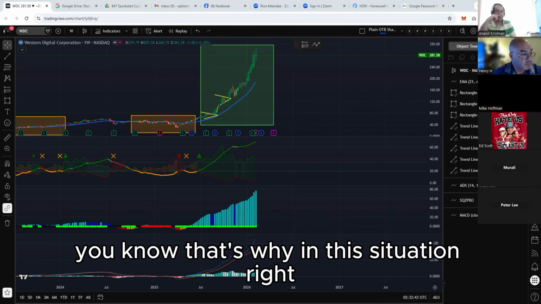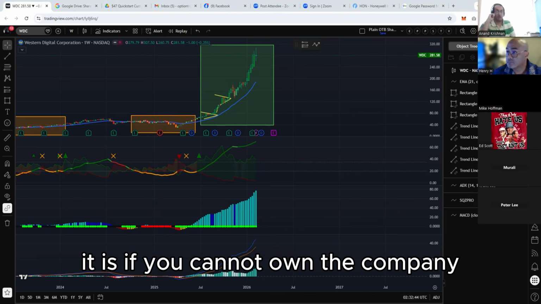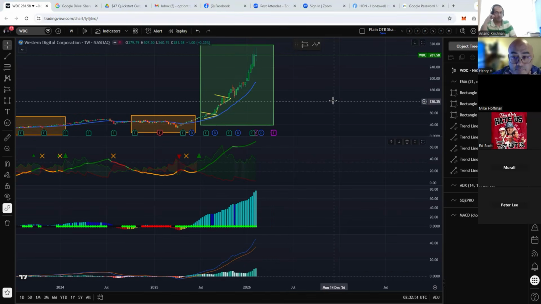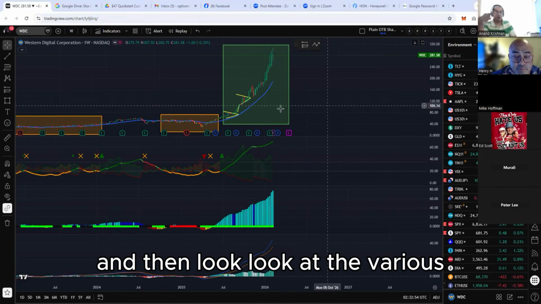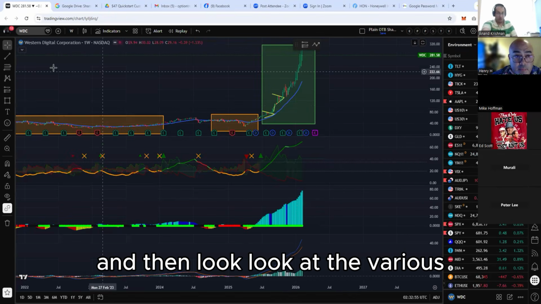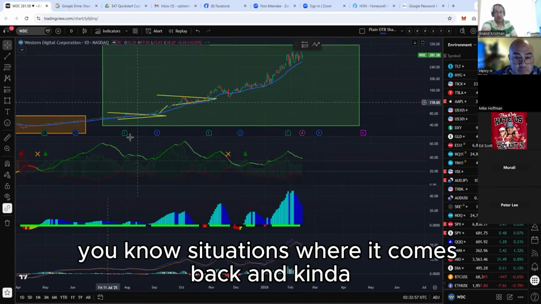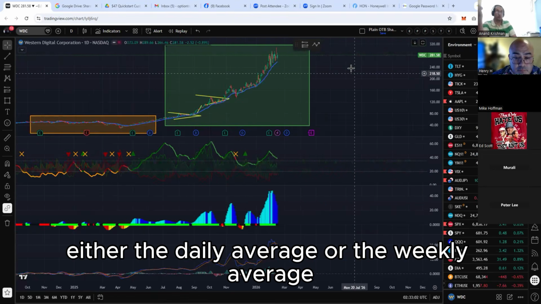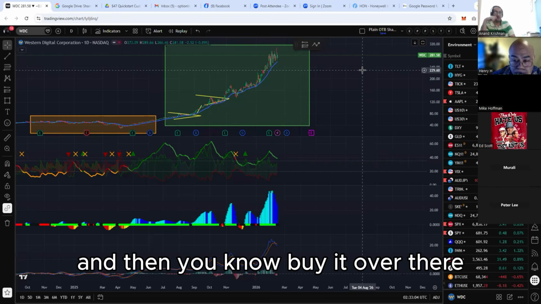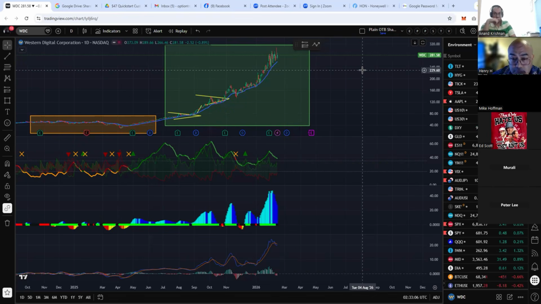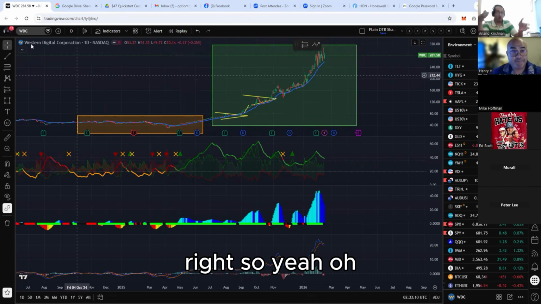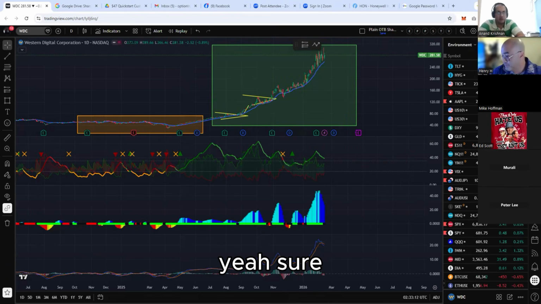So that's why in this situation, if you cannot own the company, wait for it to break out. Then look at the various situations where it comes back and hits either the daily average or the weekly average, and then buy it over that. So yeah, oh, go ahead, Henry. Yeah, sure. Hang on, let me go on my list.